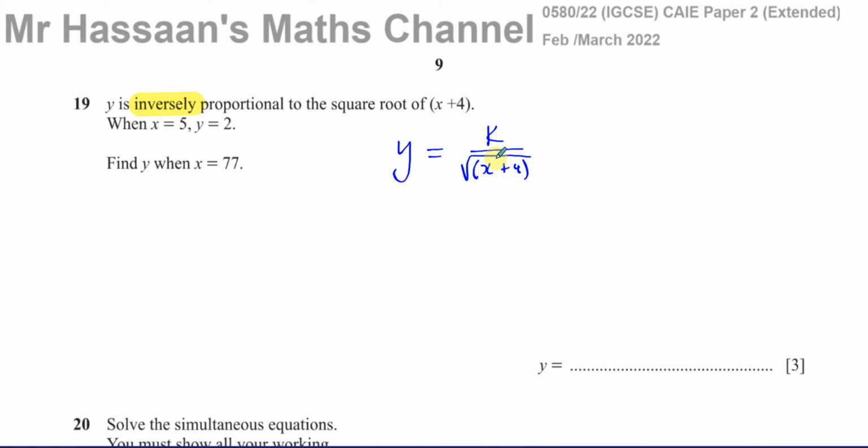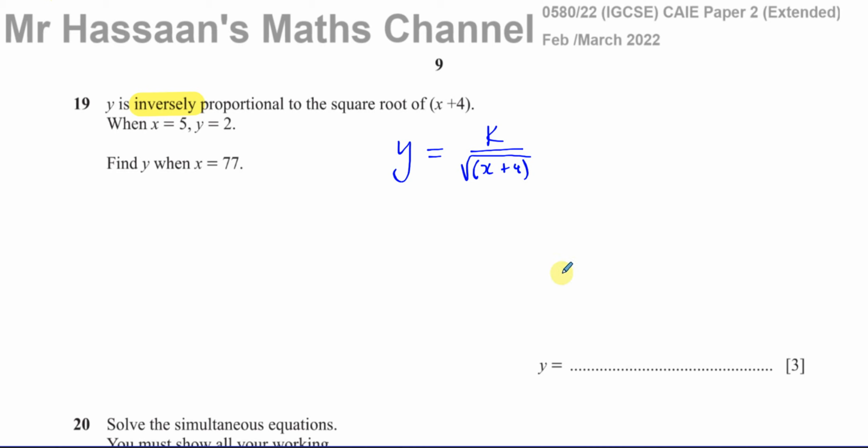Inversely means divided by. If it said y is proportional to, we'd say y equals k times the square root of x plus 4. If the word inversely wasn't there, that's how you'd write it. But it is there, so we don't write that. Okay, so we write this.